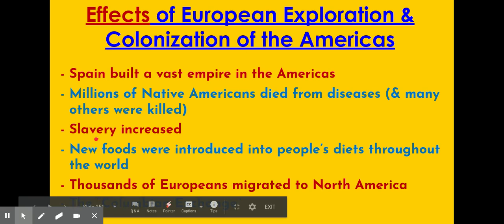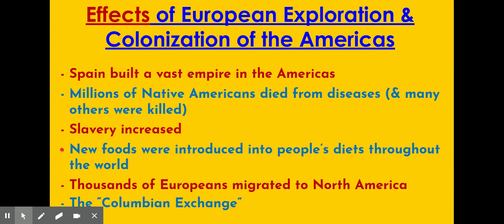New foods are introduced. People's diets changed because of new foods being introduced. Think of all the foods that we have today that are a result of this. Thousands of Europeans will end up migrating to North America and the Columbian Exchange.